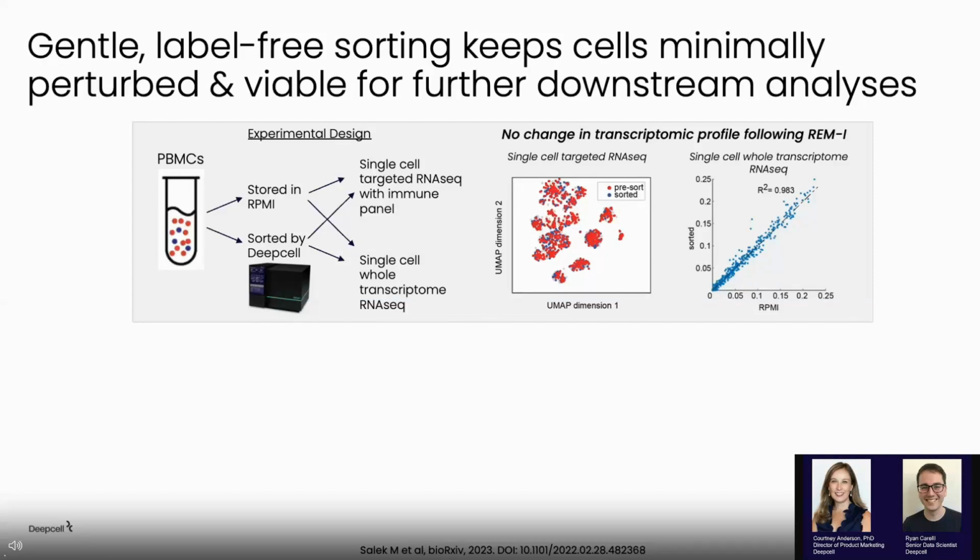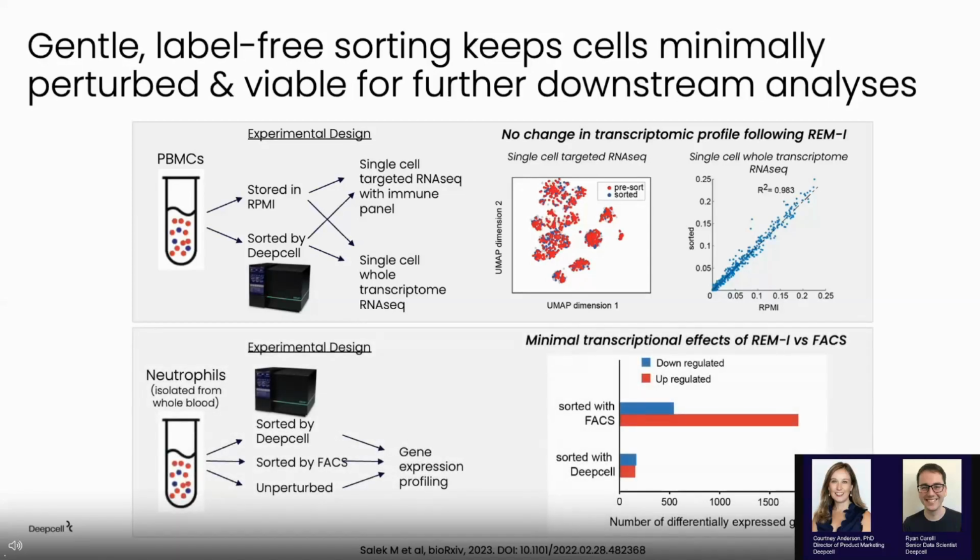PBMCs flowed through the REM I platform were compared with control cells stored in medium using either a single-cell targeted immune panel or single-cell whole transcriptome workflow. On the left is a UMAP of gene expression profiles from the pre-sorted and sorted cells, while on the right is a correlation plot for the two conditions. The two samples overlapped with each other in the UMAP plot, and gene expression levels showed high correlations, indicating no significant effect on gene expression after sorting on REM I.